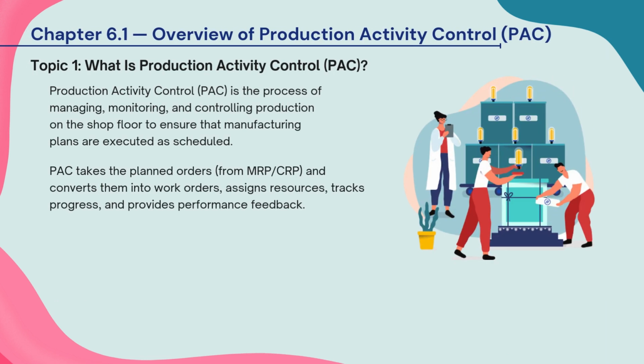Production Activity Control, or PAC, is all about managing and controlling day-to-day production on the shop floor. It ensures that whatever is planned in MRP/CRP actually gets executed on time. PAC converts planned orders into real work orders, assigns resources, tracks progress, and gives feedback on performance. In simple terms, PAC makes sure production runs smoothly and according to schedule.